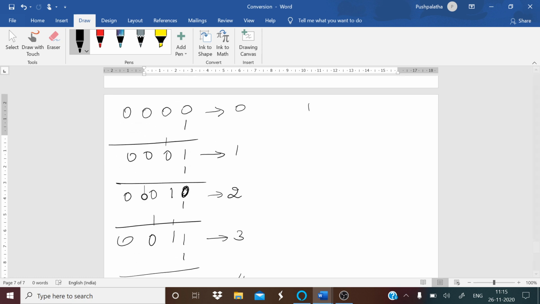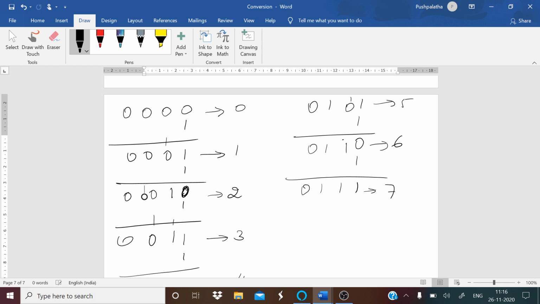So 0101 was your 5. Add 1. 1 plus 1 is 0 with a carry of 1, 1 plus 0 is 1, so 0110. This is your 6. Then add 1 to this: 0 plus 1 is 1, so 0111. This was your 7. Right? Till now you know this. Next, again add 1. 1 plus 1 is 0 with a carry of 1, three times, and then 1 plus 0 is 1.